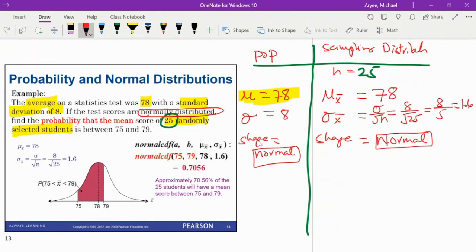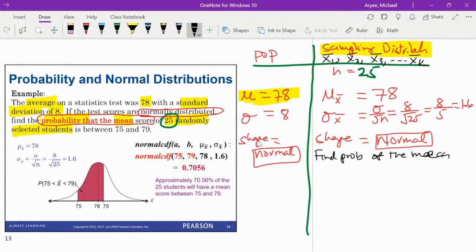Now, the question says find the probability. It's not just going to say find probability, but find probability of the mean, meaning that it's dealing with the sampling distribution. How do we know? Because in the sampling distribution, every single value here is a mean, x bar. That is why they say find probability of the mean. Sometimes it will say find probability of the average. The moment you see the words probability of a mean or probability of an average, they are dealing with the sampling distribution.